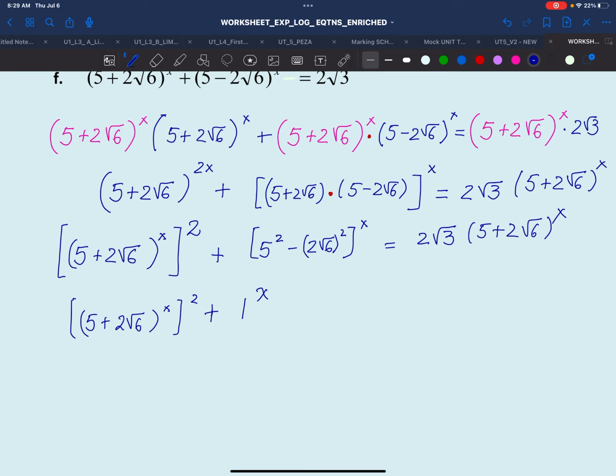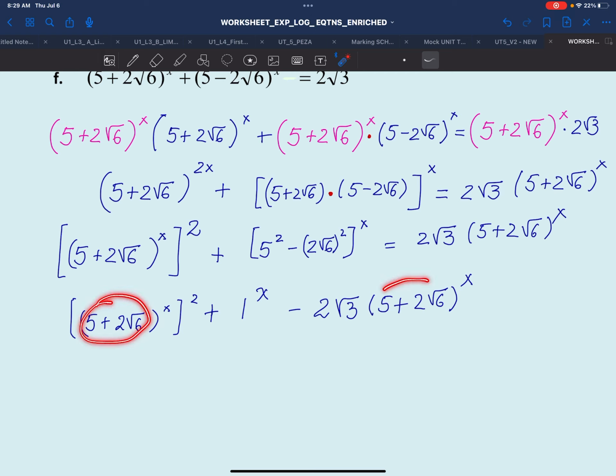And on the other side, I have one term. I'm going to bring it to the left because I sense that here we're going to get a quadratic exponential equation. So we have 5 plus 2 root 6 to the power of x. And one thing that I like now is that, yes, I do have the exponent x in two exponential terms, but at least I know that their bases are the same. So that's a gain, all right?